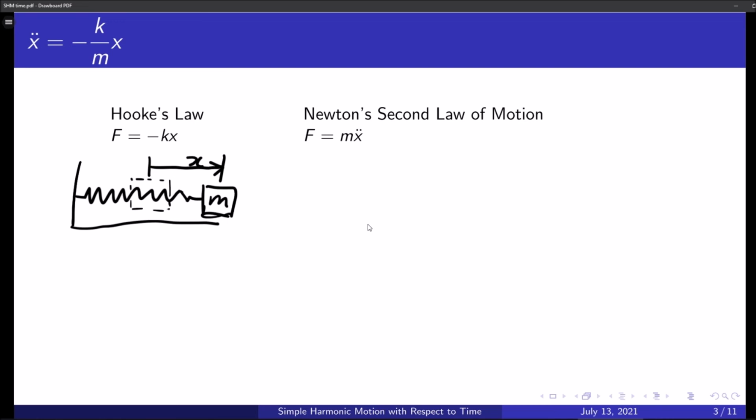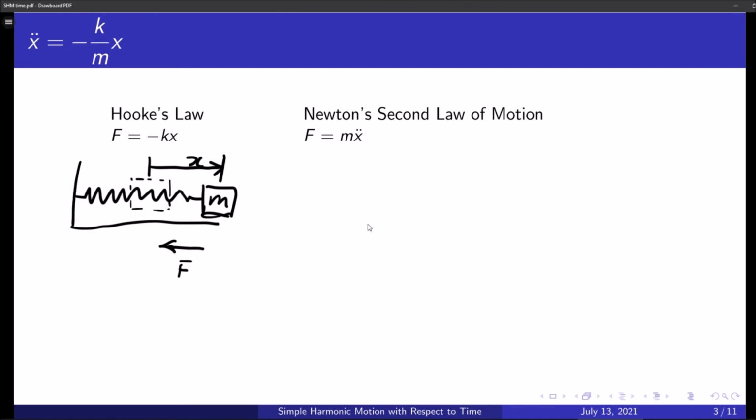So what it means is, in our diagram, the more you stretch the mass, the more it moves towards the right, the more force the spring will exert to the left, pulling it back. That's what Hooke's law expresses. The more you stretch or compress the spring one way, the more force the spring will exert in the opposite direction. Next one, Newton's second law of motion.